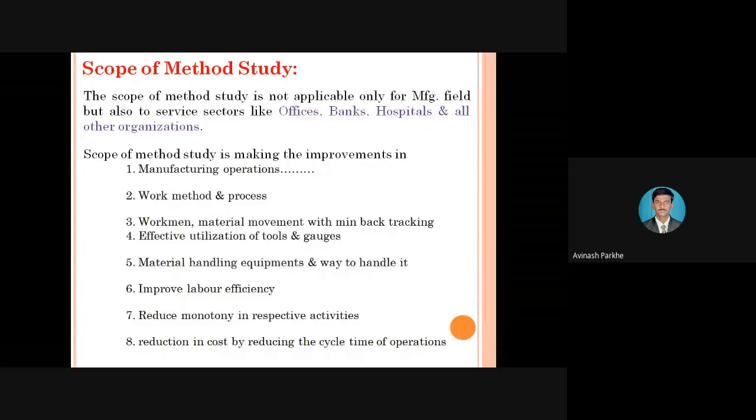Then which are the other service sectors? For example, offices. Whatever offices there are, maybe some government offices, some organizational offices, then some banks, hospitals, and all other organizations.